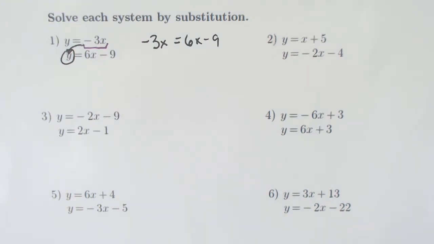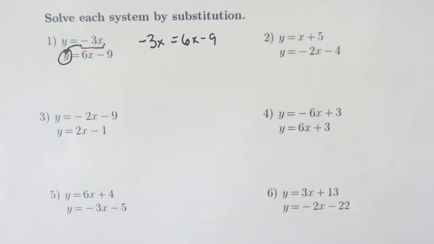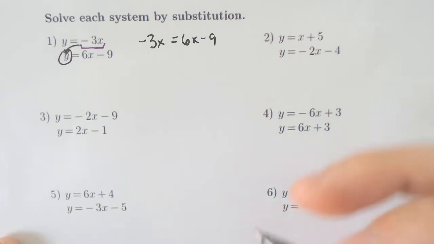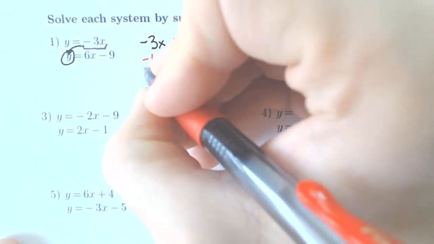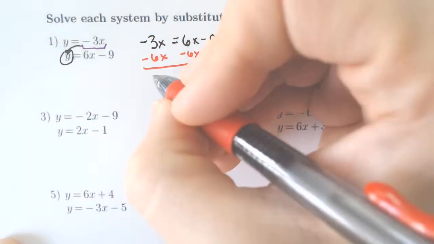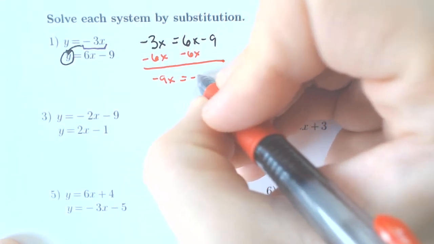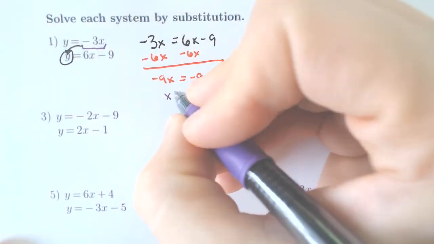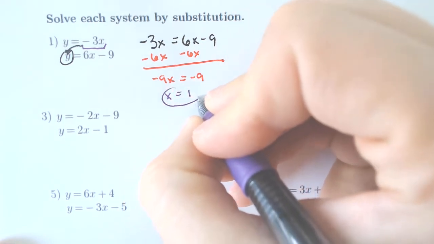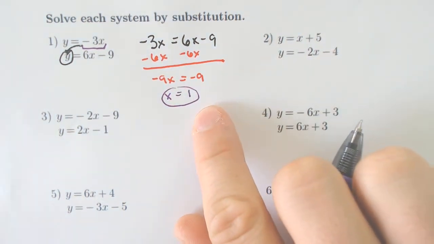Well, if you have to solve that equation, you need to get the x's on one side and the numbers on the other. In this case, I would personally subtract 6x and end up with negative 9x is equal to negative 9. And when you divide by negative 9, you get positive 1. Now, positive 1 is an answer. It's not the full answer.